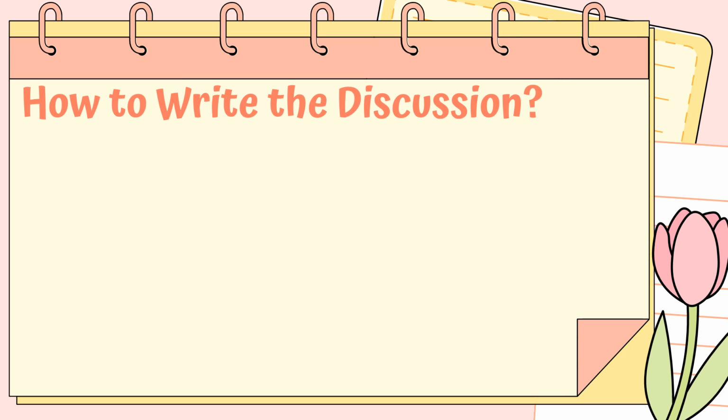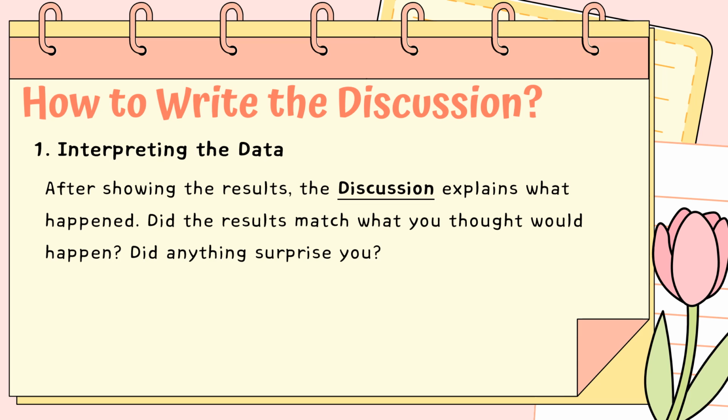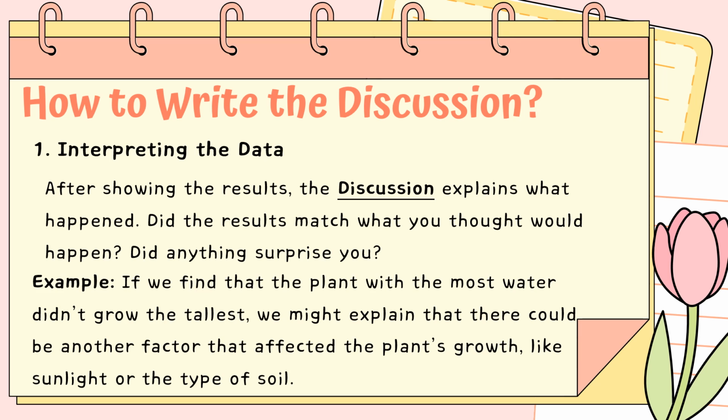How to write the discussion. 1. Interpreting the data. After showing the results, the discussion explains what happened. Did the results match what you thought would happen? Did anything surprise you? Example: if we find that the plant with the most water didn't grow the tallest, we might explain that there could be another factor that affected the plant's growth, like sunlight or the type of soil.